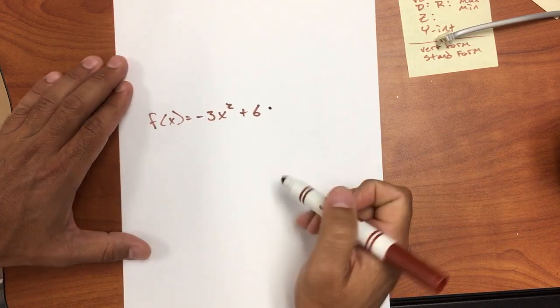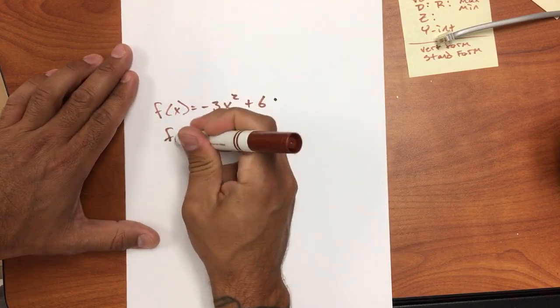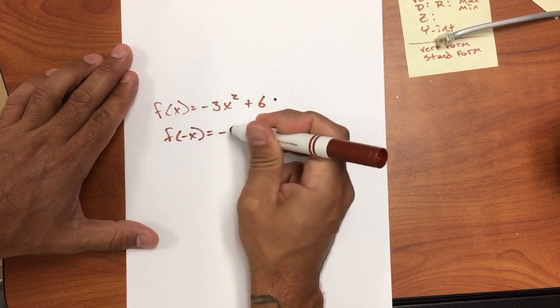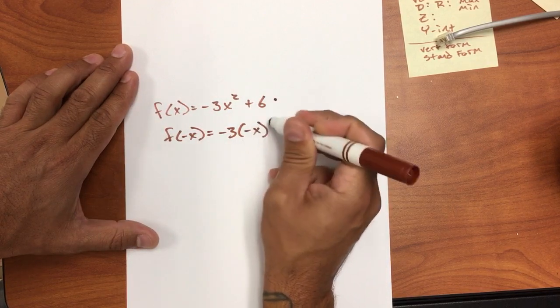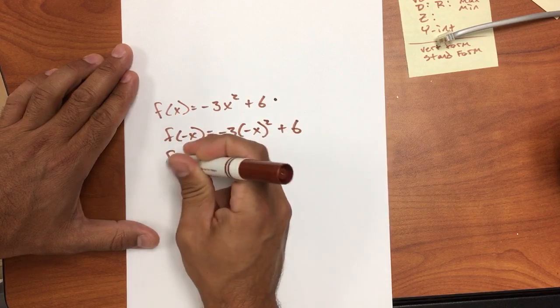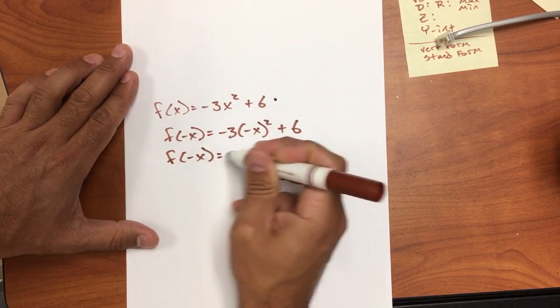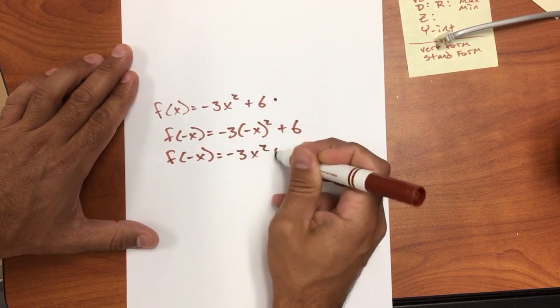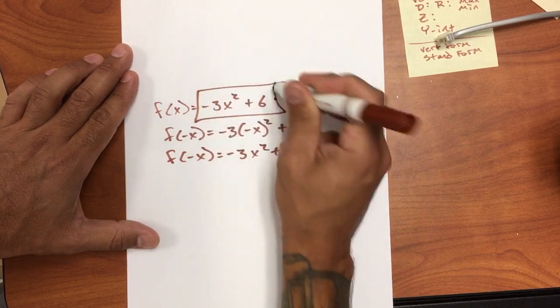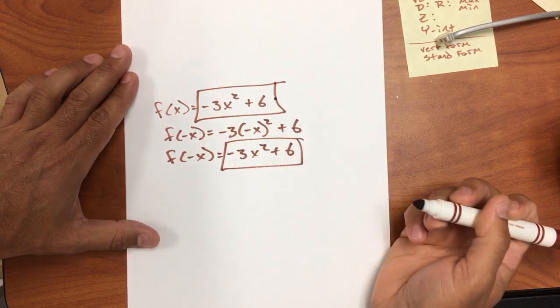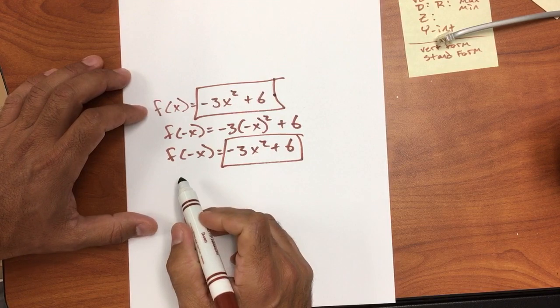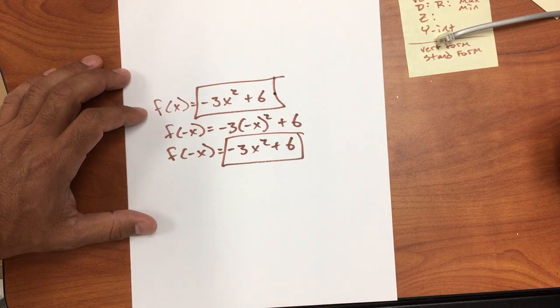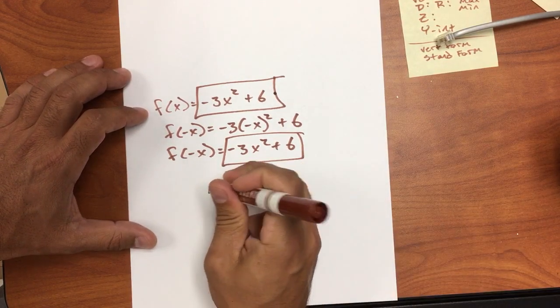I'm going to do negative 3x plus 6. So f of negative x equals negative 3 times negative x squared plus 6. F of negative x equals negative 3x squared plus 6. So if I look at this and I look at this, they're the same, which means that when I plugged in the negative x value, it didn't change, which means it's an even function.